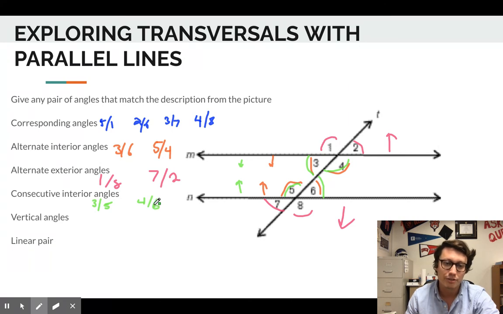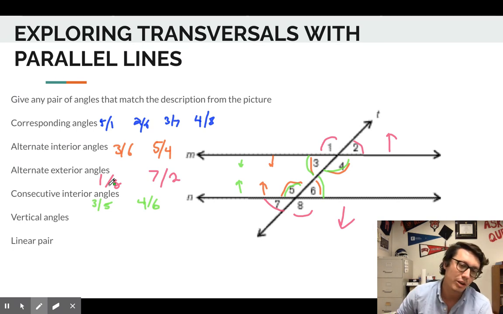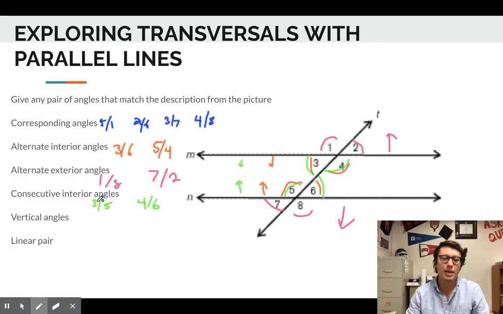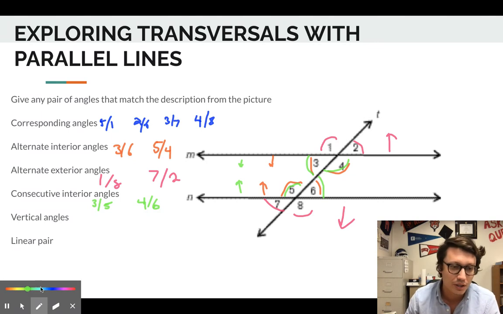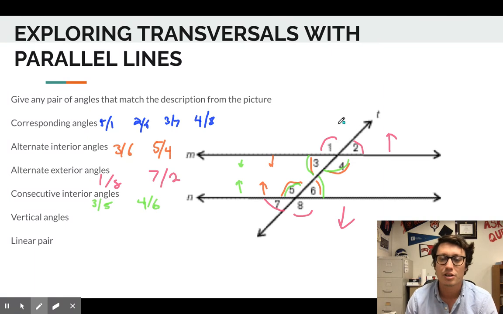Now notice I forgot to include consecutive exterior. At my last school when I taught geometry, we didn't have to talk about consecutive exterior, but it's the same thing. Consecutive exterior, I'm going to just write it off to the side here. Exterior means outside, same side means consecutive. So 1 and 7 would be consecutive exterior. And also 2 and 8 would be consecutive exterior.